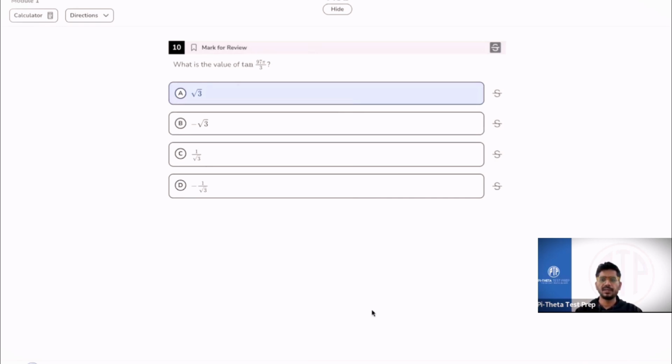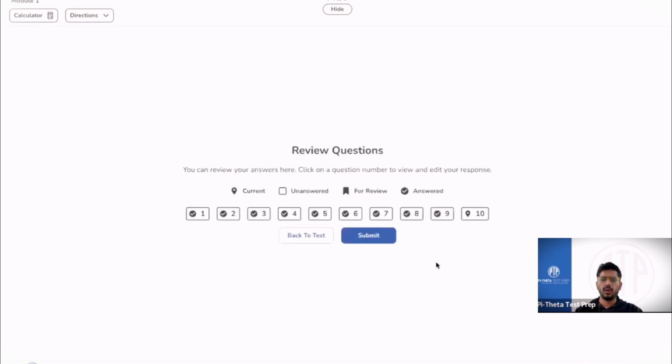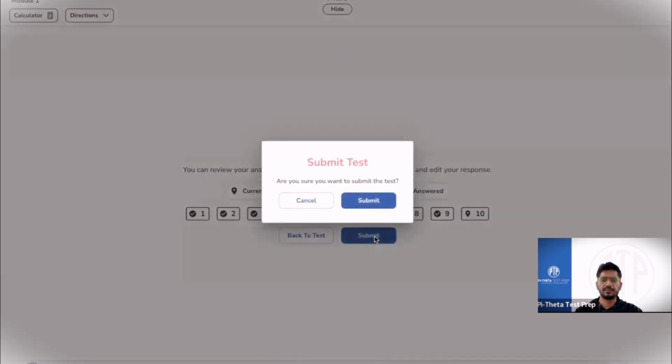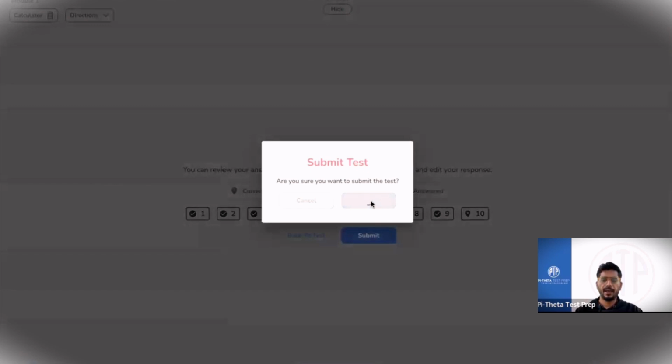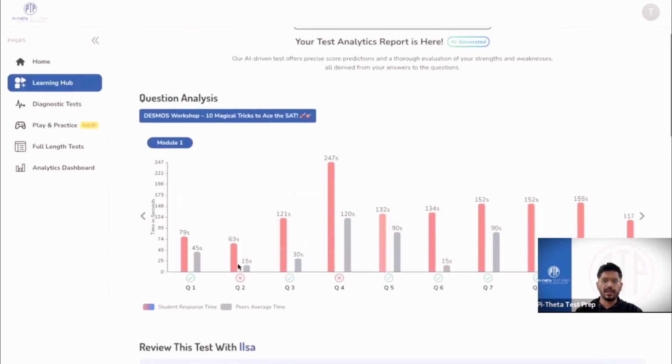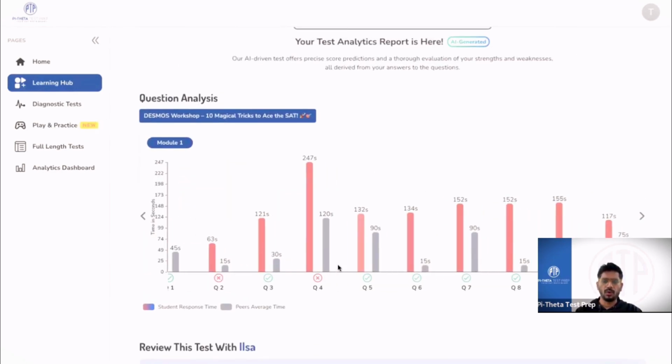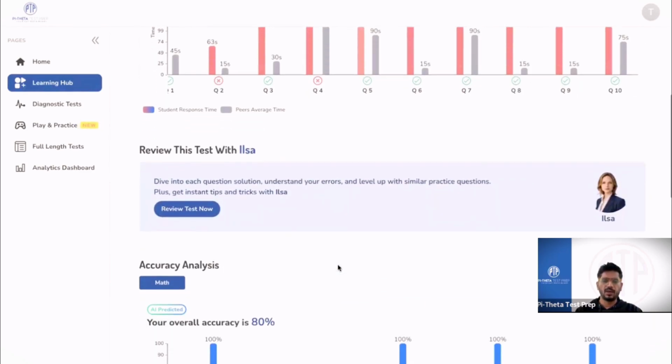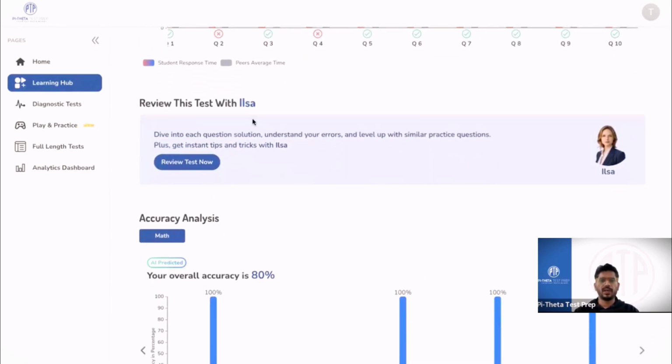This thing. I just need to go to review and I can submit this test. I'm submitting this on this test. Right. Now I'm getting something, that is, what if I have done question number 2 wrong, question number 4 wrong, I have written something wrong. So you can review with our AI tutor here, right? Our AI tutor is Elsa, correct?